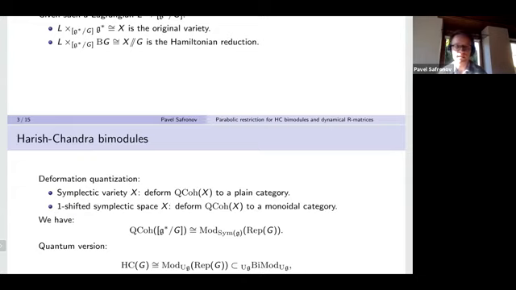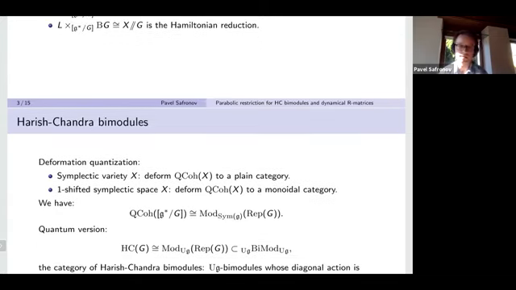What happens in this one-shifted context is that you can again talk about deformation quantization, except now you start with a symmetric monoidal category, quasi-coherent sheaves on that variety, and you can deform it to a monoidal category. So that's what deformation quantization is in this context. All right, so I had a one-shifted symplectic variety, which is G dual mod G. So let's try to look at the deformation quantization of this space.